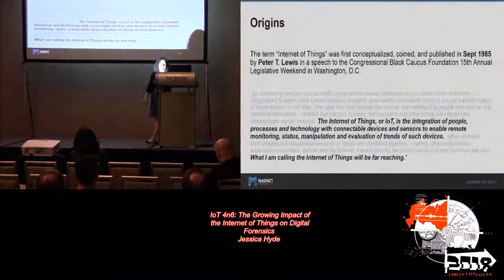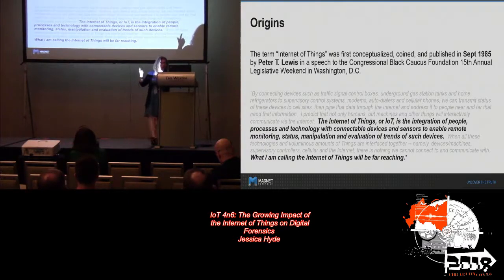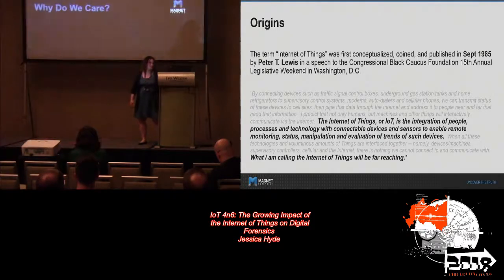His definition, I believe, is best. He says the Internet of Things, or IoT, is the integration of people, processes, and technology with connectable devices and sensors to enable remote monitoring, status manipulation, and evaluation of trends of such devices. And then he said, what I am calling Internet of Things will be far-reaching. This man was wise beyond his years.